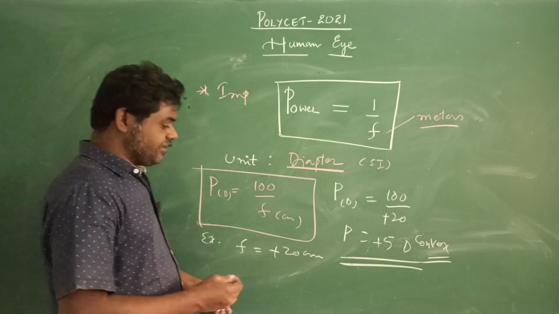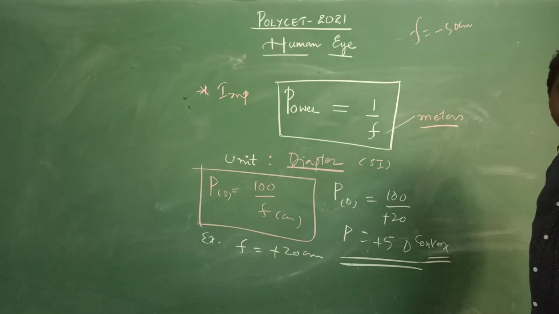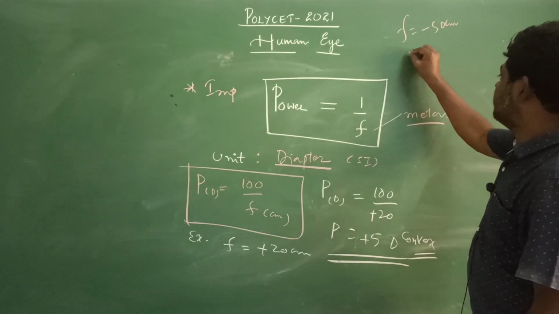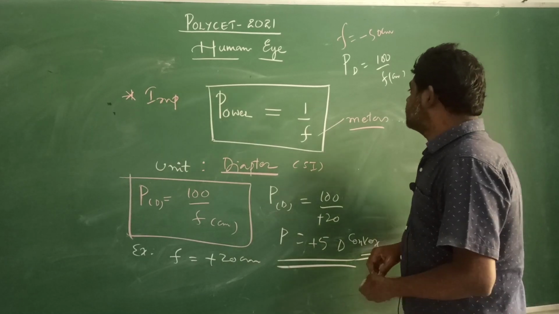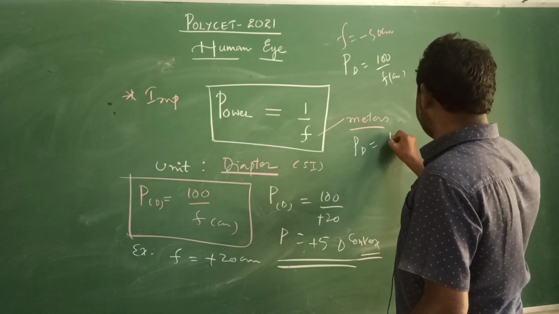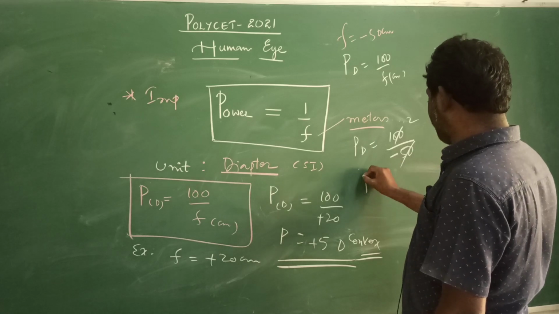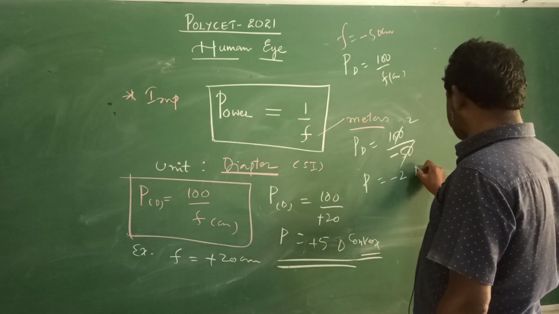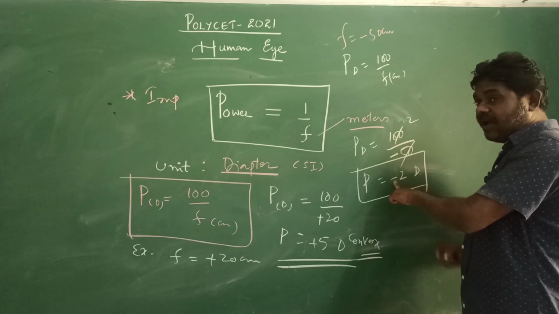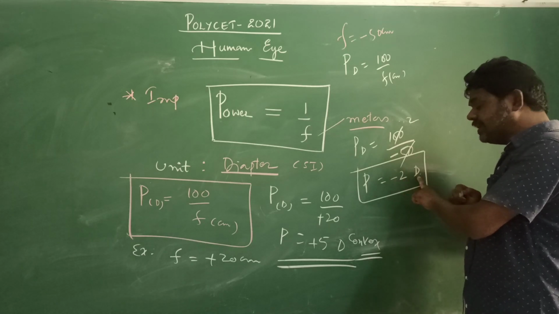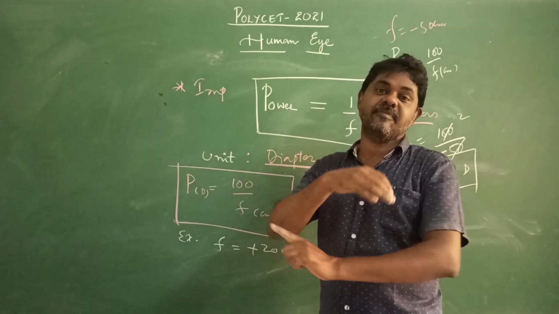Let's see another example. If the focal length is -50 centimeters, what is the power? Power in diopters is equal to 100 by focal length in centimeters. How much? -50, so 50 goes 2 times. So power is equal to -2 diopter. Minus for a concave lens, 2 is the numerical value of the power, and D is the unit, diopter. So if focal length is given we can calculate power, and if power is given we can calculate focal length.